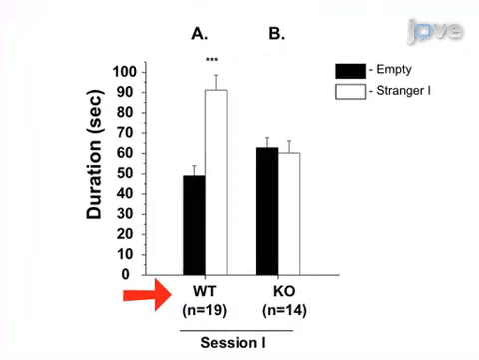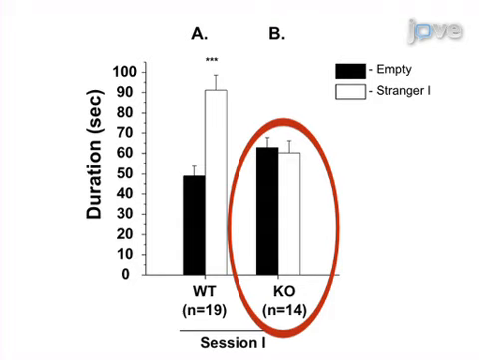Typically, a wild-type animal will spend significantly more time in the compartment with Stranger 1 compared to the compartment with the empty cup, indicating normal sociability, social motivation, and affiliation. In GSK3-alpha knockout mice, however, there are no significant differences between the time spent with the empty cup compared to the cup containing Stranger 1, indicating impaired sociability in this animal model.